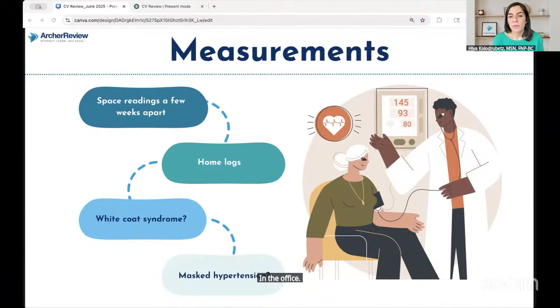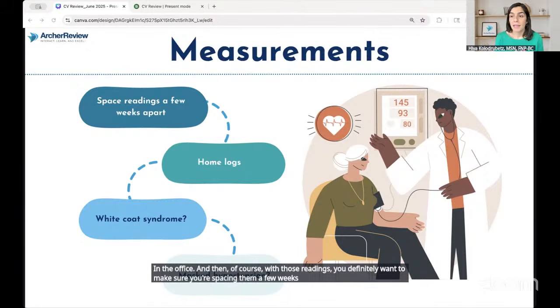And then, of course, with those readings, you definitely want to make sure you're spacing them a few weeks apart so that you can make an accurate diagnosis. Typically about 2 weeks apart, and 2 separate readings is enough to make the diagnosis for hypertension.